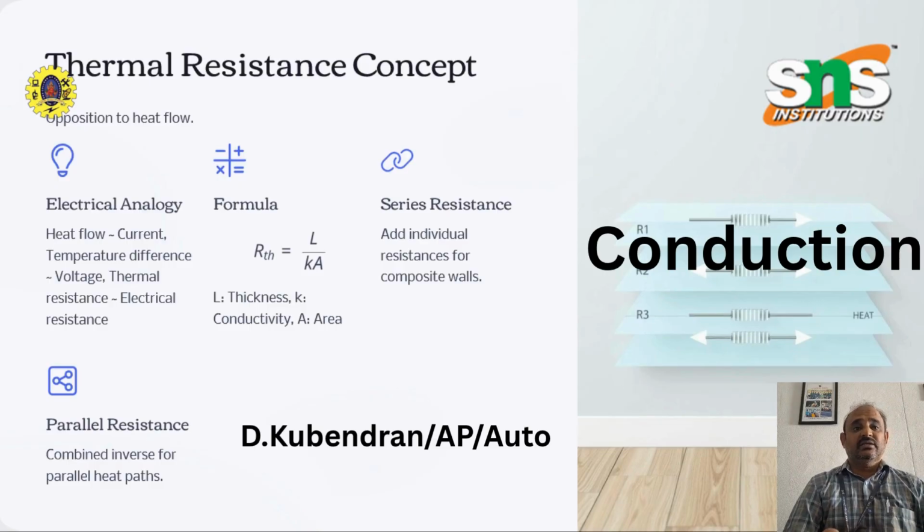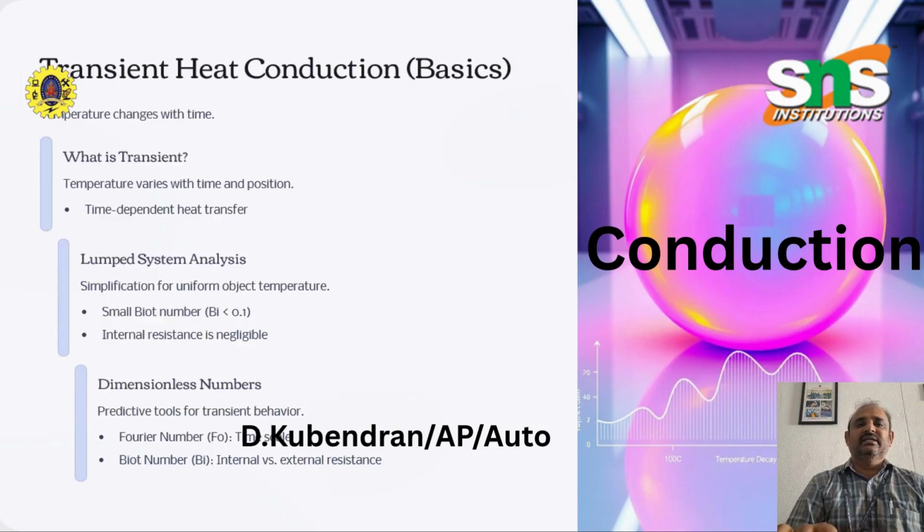What are the factors affecting conduction? They are the thickness of material: more thickness means less heat transfer. Surface area: more area means more heat transfer. Temperature difference: greater difference means faster conduction. Nature and type of material. Contact resistance between surfaces. In engineering considerations, engineers use thermal resistance networks for complex systems.